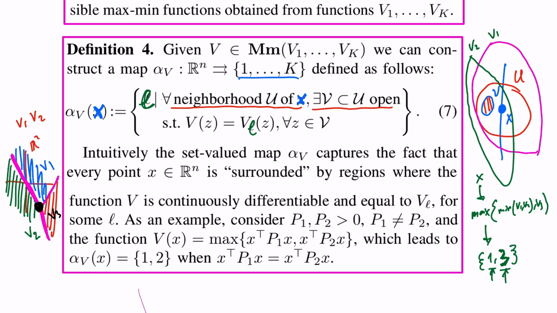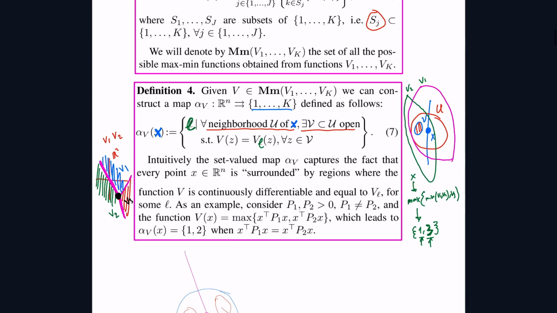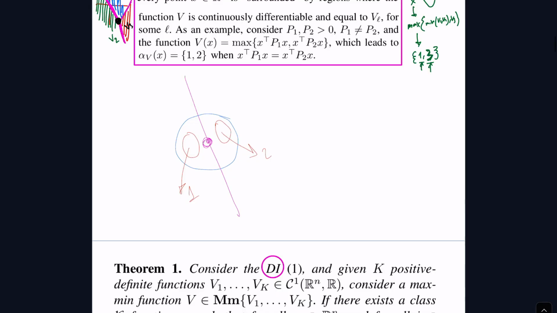At this point, only at this point, all three functions, V1, V2, and V3, would be active. This is basically what we are saying here. Okay, this is the notation. All right, let's continue. Yeah, this was a sketch.